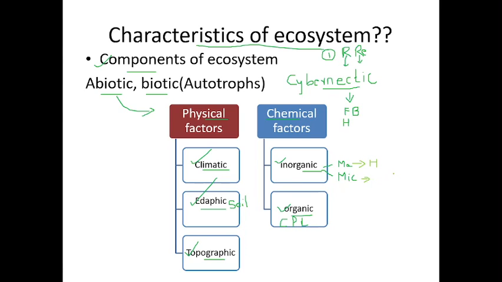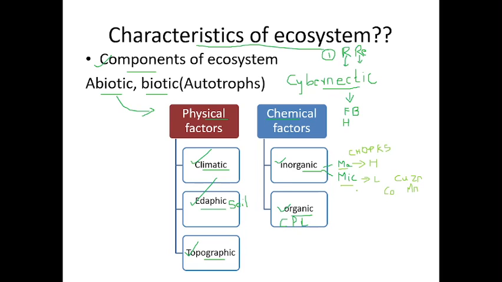When we talk about macro elements, you can have a code here: CHOPKNS. CHO means carbon, hydrogen, oxygen, phosphorus, potassium, sodium, calcium, magnesium, sulfur. That you can learn for macro. And for micronutrients you can say copper, zinc, manganese, cobalt, all come under micronutrients. These are the understandings.